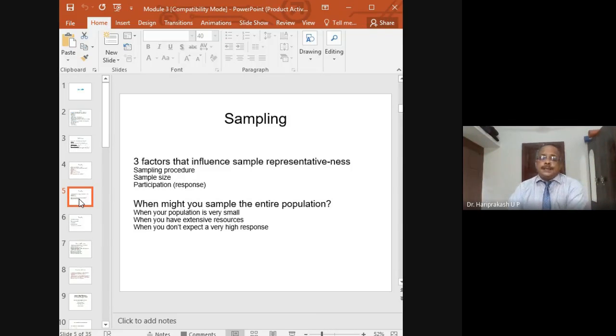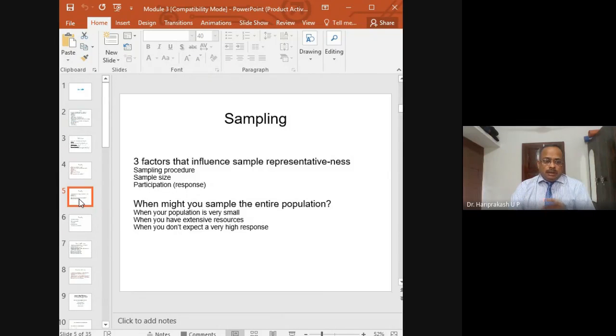So how to ensure that, or what are the factors that influence the representativeness of the sample? Sampling procedure. You have to adopt the right procedure of sampling. There are different types of sampling procedures. You need to adopt a sampling procedure that will give you a representative sample. Then the sample size. You need to have an adequate sample size. It should be sufficient. It should not be less. It should not be more. Participation, response of the population. They should be included.